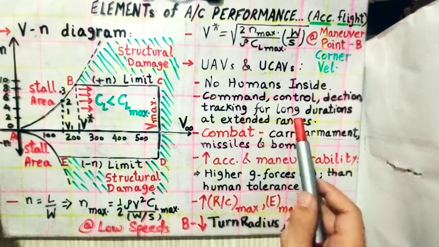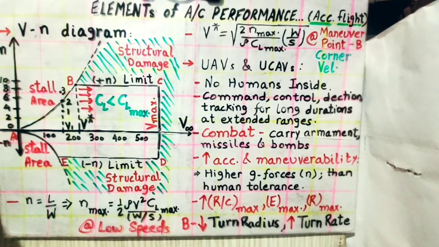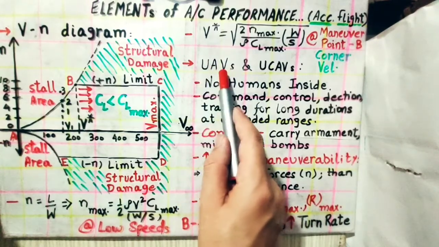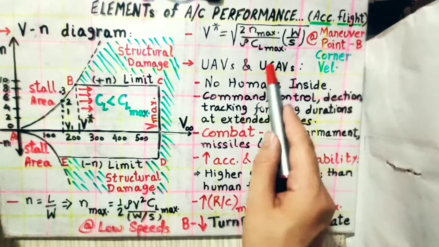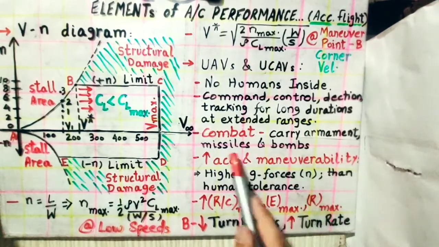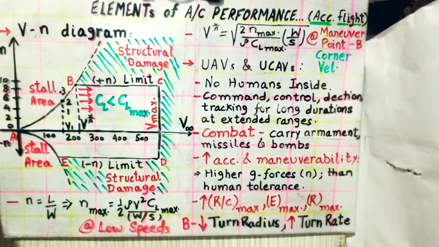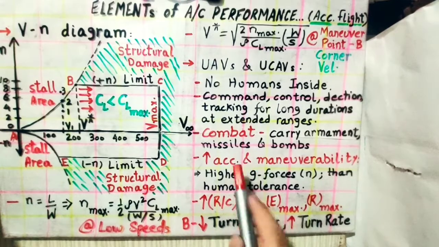Like in this COVID lockdown scenario, many people are migrating from one place to another, and to keep track of those people and observe them we are using drones, and those drones are also known as UAVs. The other thing about UAVs is that they can be used in military exercises for defense purposes, in combat as well. That is, they can carry armaments, missiles or bombs. They can be used for air-to-air or air-to-ground attacks and similar fighting scenarios.